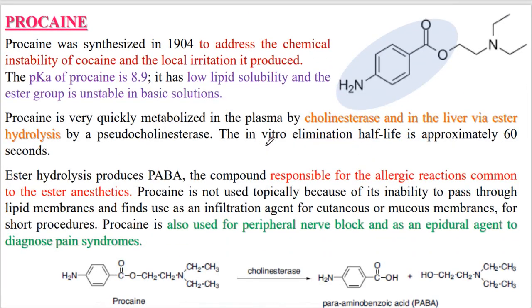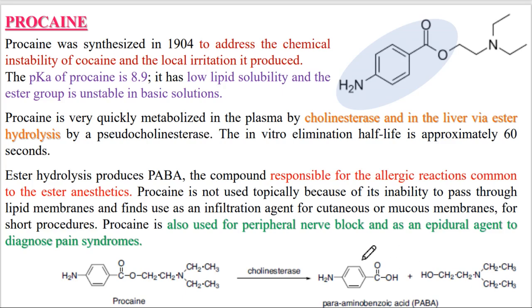Then we have the next drug, procaine, from the aminobenzoic acid derivatives. It was synthesized in 1904, which addressed the instability of cocaine and the local irritation it produces. Procaine is very rapidly metabolized into PABA, para-aminobenzoic acid, and diethylaminoethanol. Yes, para-aminobenzoic acid only. Sorry.